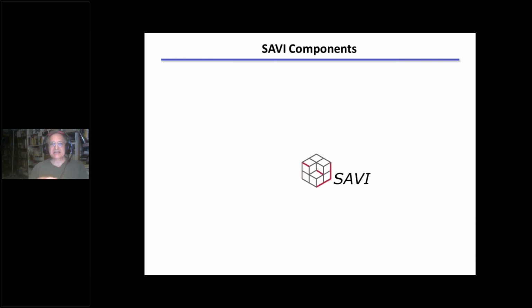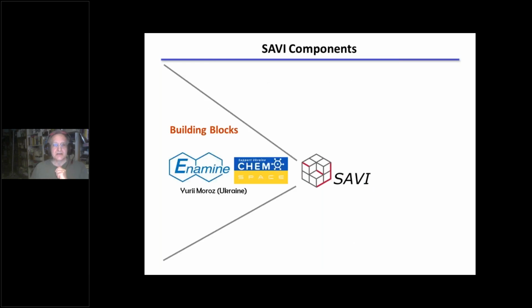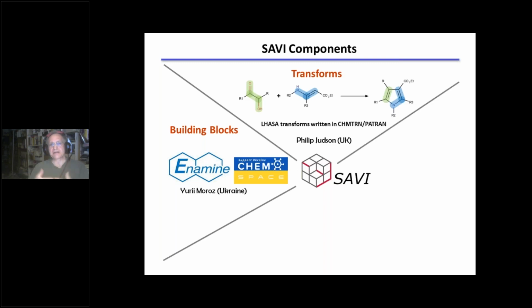So, SAVI, the synthetically accessible virtual inventory. What's needed? What components need to go into it? First, you need building blocks because you don't want to start synthesizing those, then it becomes complicated and lengthy. And here we have to, again, thank Yurii, who made the Enamine building blocks available to us over the years in various iterations. The second part is you need some rules to put these building blocks together.